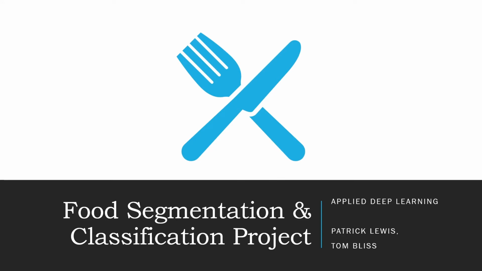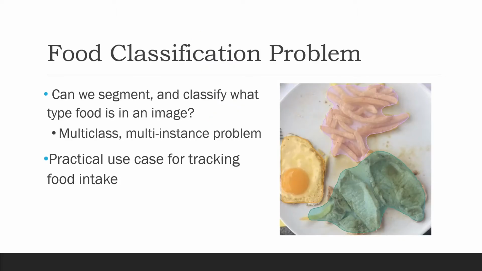So for our Applied Deep Learning project, we did the Food Segmentation and Classification Challenge on AICrowd.com. The purpose of the challenge is, given a bunch of images of food, we want to segment and classify each type of food on a plate or just in the image. And it's a multi-class, multi-instance problem, meaning there could be multiple types of food in the same image, as well as multiple instances of the same food in the same image.